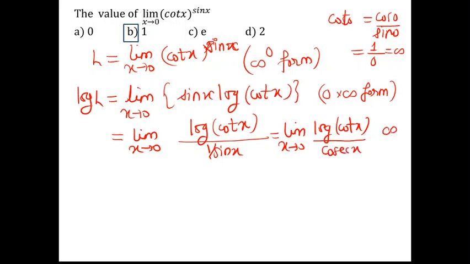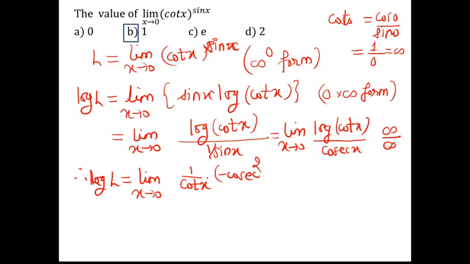So this is nothing but infinity by infinity form. As it is converted to a fundamental indeterminate form, let's apply L'Hospital's rule. In L'Hospital's rule, we differentiate numerator and denominator independently. What is the derivative of log of cot x? It is 1 by cot x, and then the derivative of cot x is minus cosec square x. Similarly, the derivative of cosec x is minus cosec x into cot x.